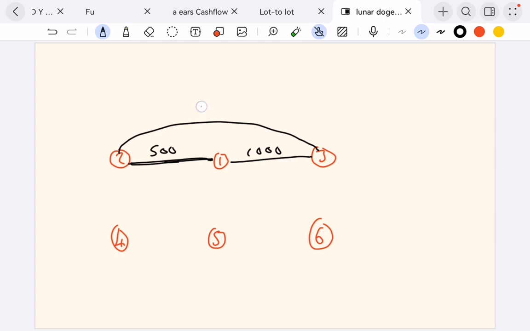Where else are we connecting? 2 to what? 2 to 5. So 2 to 5, it's how much? 100. Then the next one is what? 2 to 4. It's how much? 500. So we have 500.